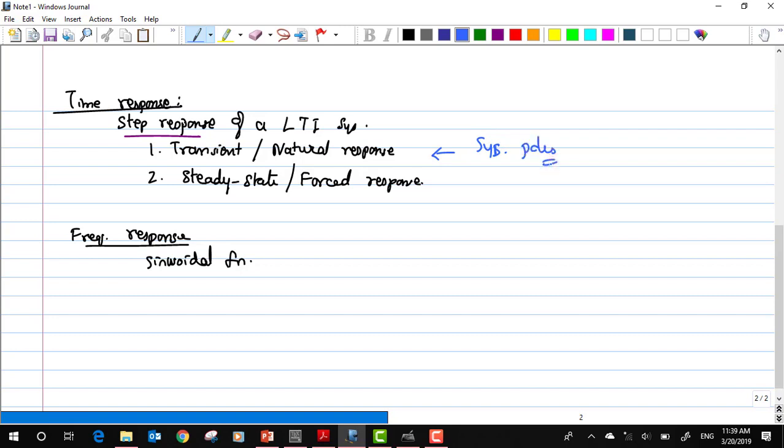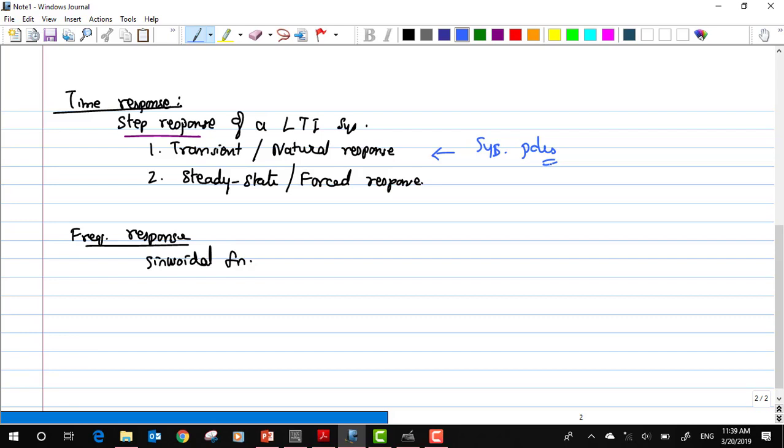Okay, so basically the system poles are responsible for the natural response or the transient response. My main point here is to make sure that you understand this concept. How do I modify the behavior of my response? By working with the poles. And again, when I talk about a pole, it's the system pole that we are talking about.